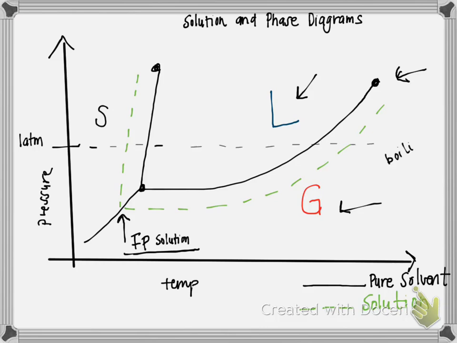If you look at the pressure at 1 atmosphere, you see where the boiling points are. The boiling point of the solution, the green dotted line, is going to be at a higher temperature than the boiling point of the pure solvent. And finally, if you compare the vapor pressure between the liquid and the gas, the vapor pressure for the solution, the green dotted line, is lower than the vapor pressure of the pure solvent.